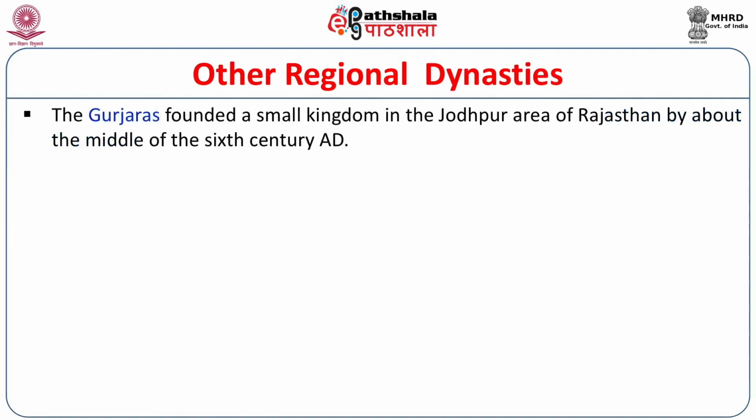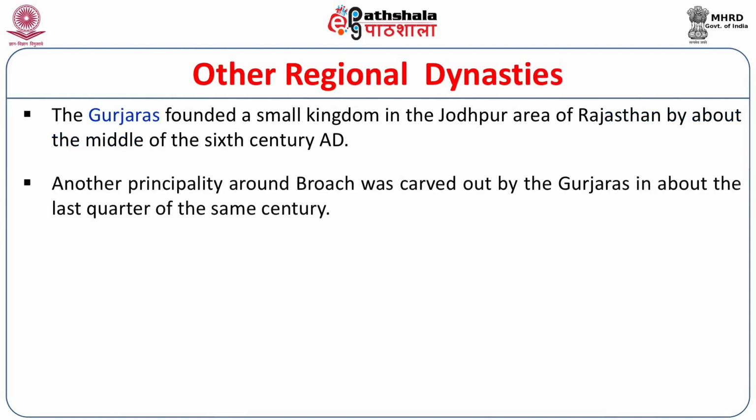The Gurjaras founded a small kingdom in the Jodhpur area of Rajasthan by about the middle of the 6th century. Another principality, which I showed you earlier in the map, was around Broach, that is Bharukacha, and it was carved out by the Gurjaras in about the last quarter of the same century.